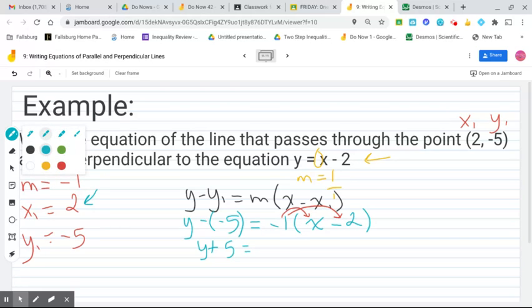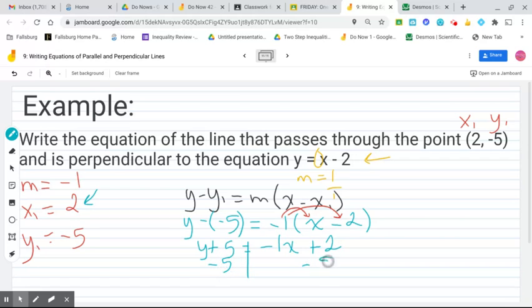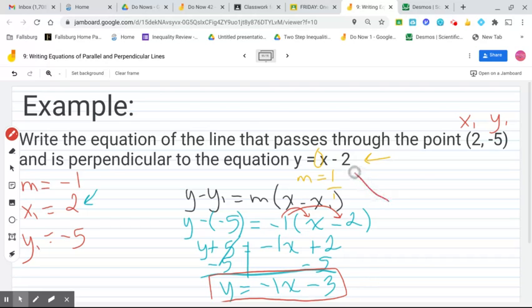So negative 1 times x is negative 1x. Negative 1 times negative 2 gives me a positive 2. And the last step here is to subtract 5 from both sides. And we get y equals negative 1x. And then we have 2 minus 5 gives me negative 3. So y equals negative 1x, you could also say negative x minus 3, is perpendicular to this line, y equals x minus 2.